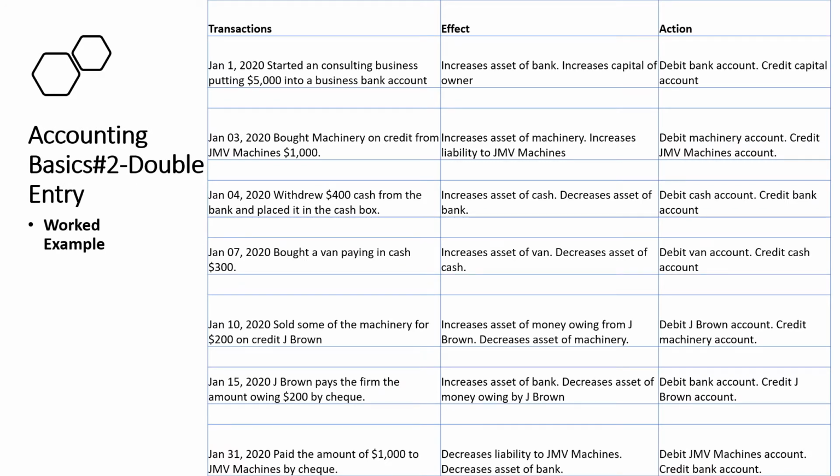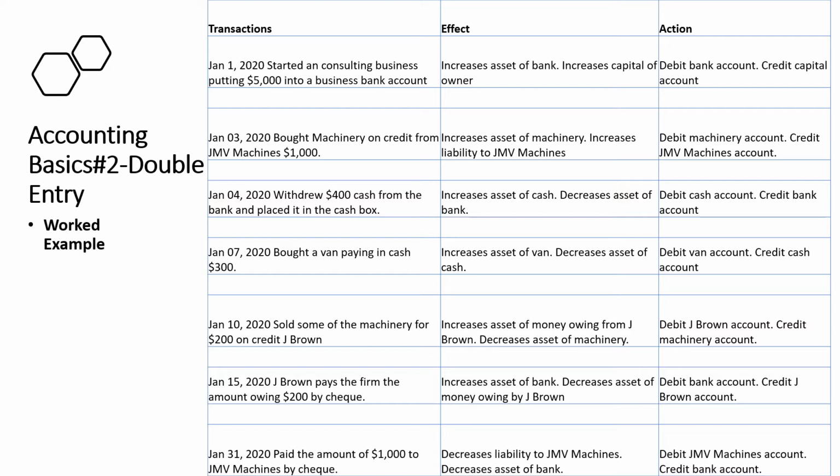Worked example: January 1, 2020. Started a consulting business, putting $5,000 into a business bank account. Effect: increases asset of bank, increases capital of owner. Action: so we debit bank account, credit capital account. January 3. Bought machinery on credit from JMV Machines, $1,000. Effect: increases asset of machinery, increases liability to JMV Machines. Action: debit machinery account, credit JMV Machines account.